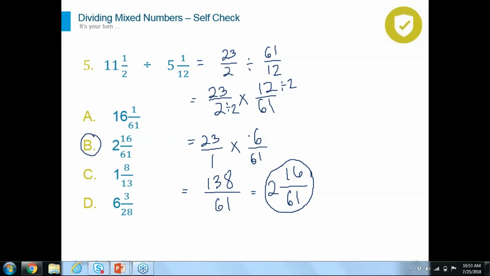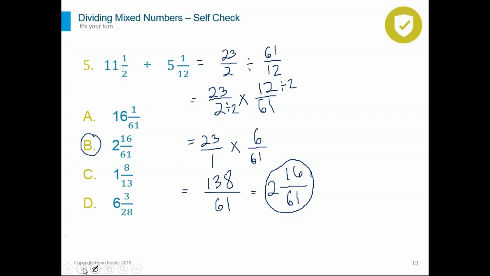And again, here is how we found the answer to be number B. We changed the question to improper fractions, changed the problem to multiplication using the reciprocal, eliminated the 2's, multiplied across, and then changed the answer to mixed number form, and B is the answer.